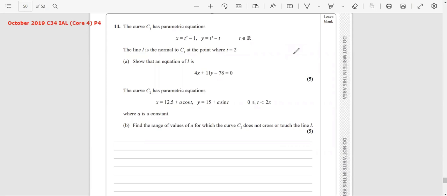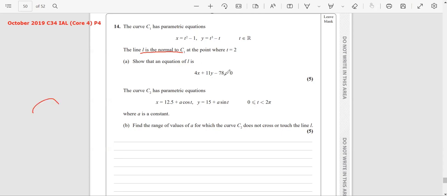The curve C1 has parametric equations, x equals t squared minus 1, y equals t cubed minus t, where t is a member of R. The line L is the normal to C1 at the point where t is equal to 2. Show that an equation of L is 4x plus 11y minus 78.